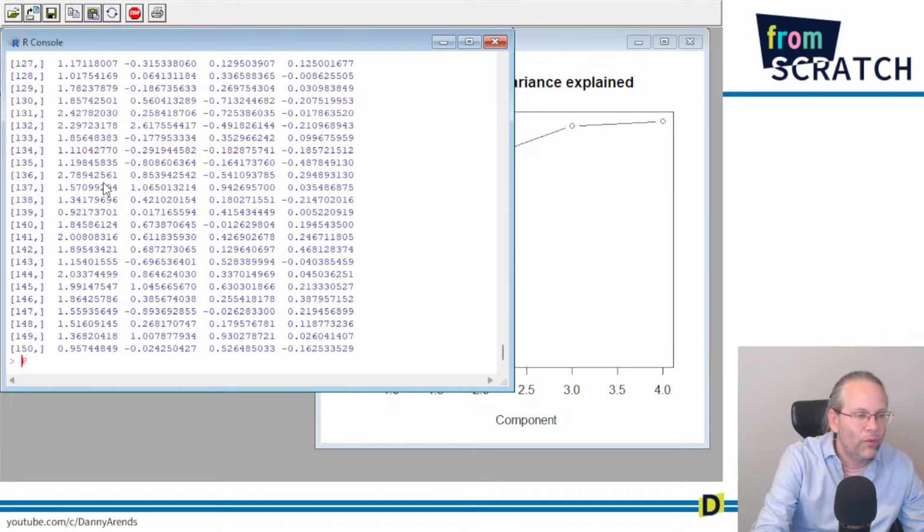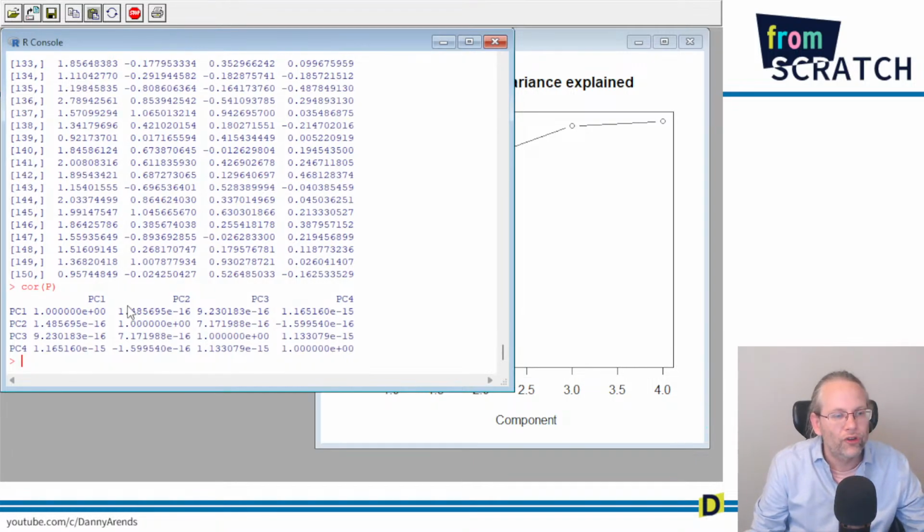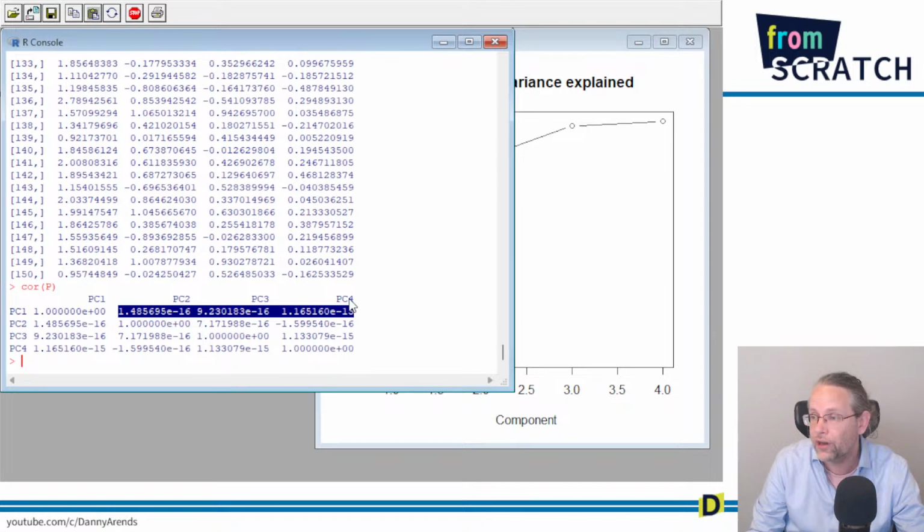If we now calculate the correlation of P, all of the off-diagonal values should be more or less 0, which you can see is the case. It is 1.4 times 10 to the minus 16, right? Of course, every principal component is 100% correlated to itself, but it is uncorrelated to all of the other principal components. So that means each of these vectors of data is independent of the others, catching one unique axis of data.